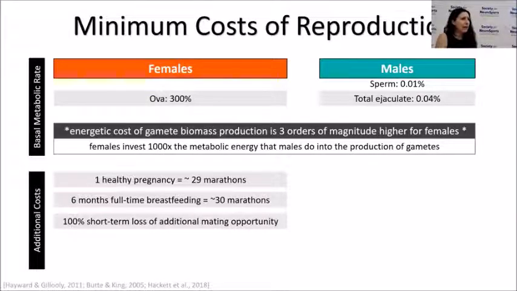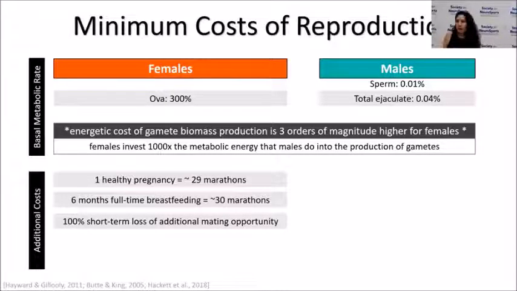Once she's mated successfully, she can't mate again until some amount of time has passed. So it doesn't matter if she's already successfully mated. If the perfect mate comes along after that, it's useless to her. I mean, the absolute perfect mate could come along. If she's already mated, she's done for a while. She can't do anything about it.